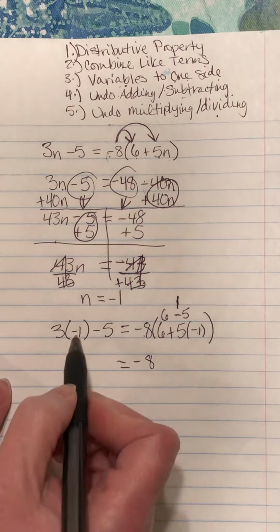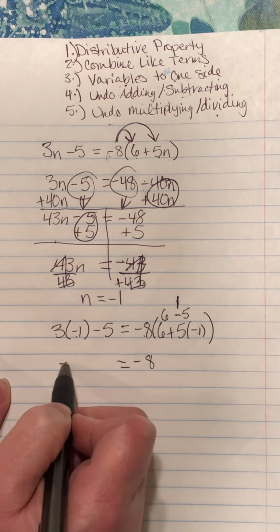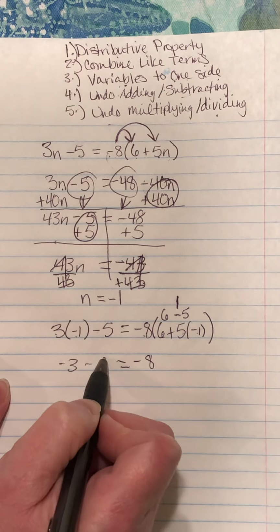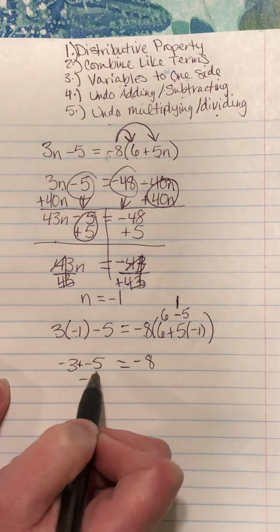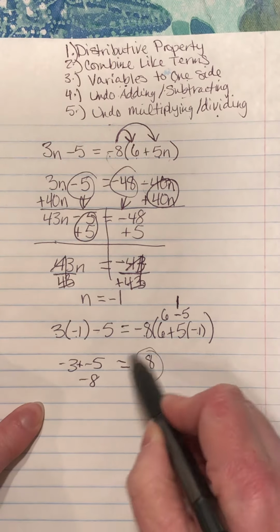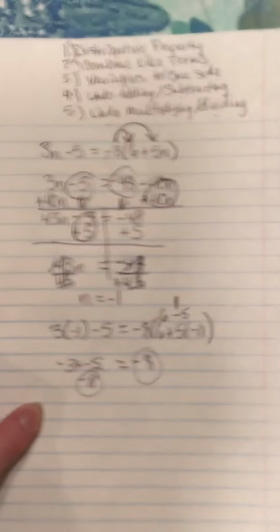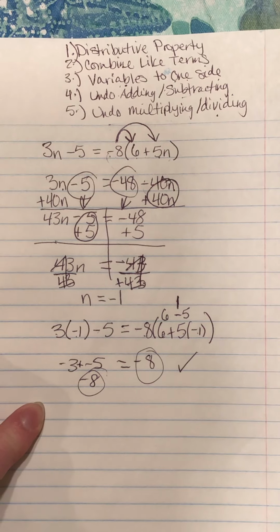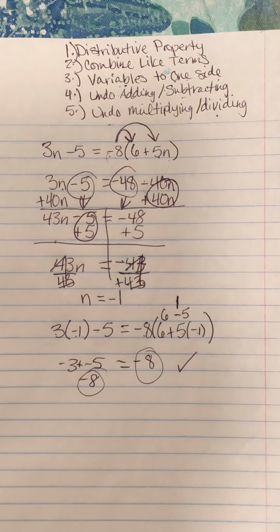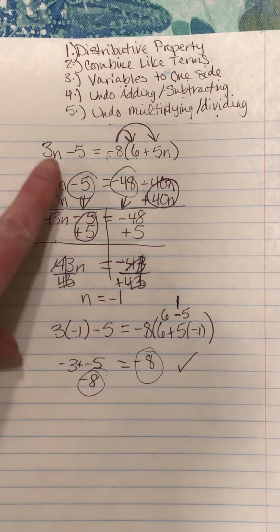Then on the other side, I have 3 times -1, which is -3, minus a 5, and this is really the same thing as adding these together. And you also have -8. So as long as both sides match, you're good to go. That means that you have the correct answer. Remember, you shouldn't be turning in anything, any test, homework, anything like that, without checking to make sure. You should already know if you have the correct answer or not. And if you don't, go back and double check where you went wrong.